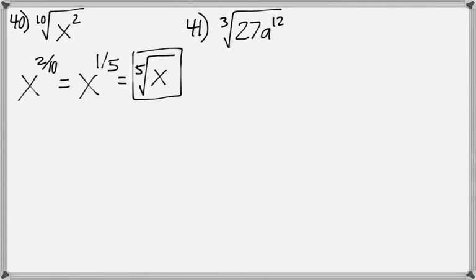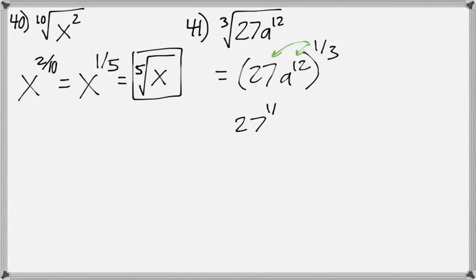For 41, I want to convert it, so this would be 27a to the 12 raised to the 1/3. Then I want to apply that 1/3 to both of them, and that will be 27 to the 1/3 a to the 12 over 3.